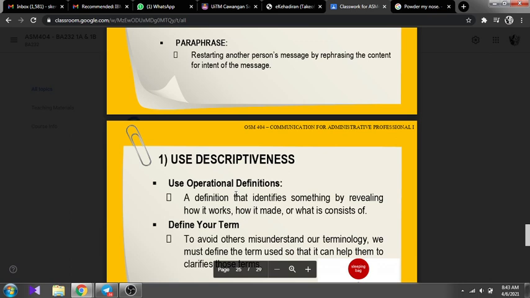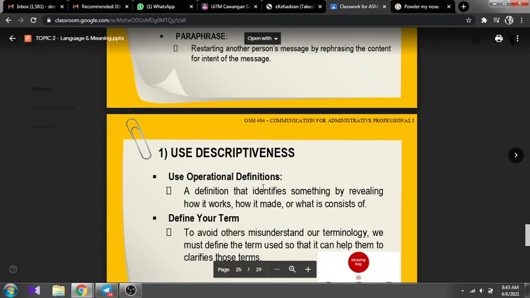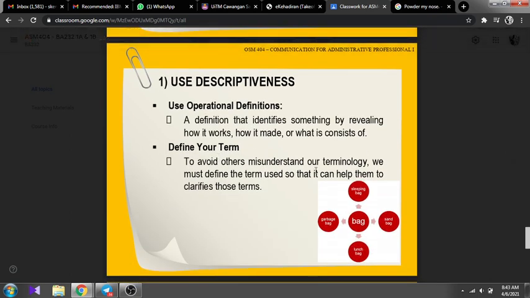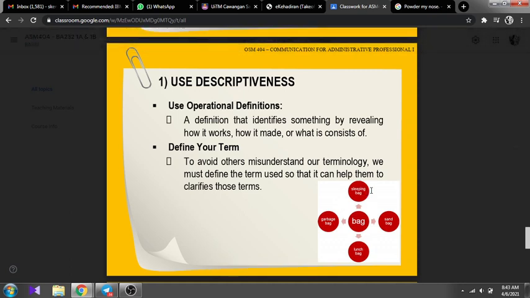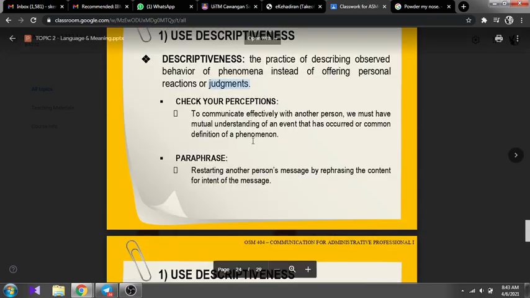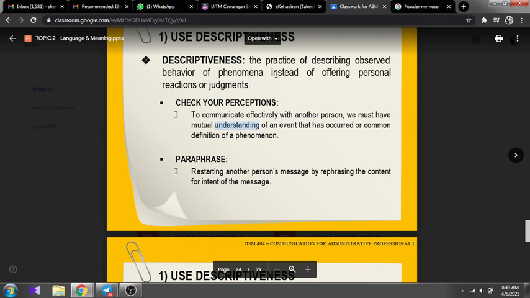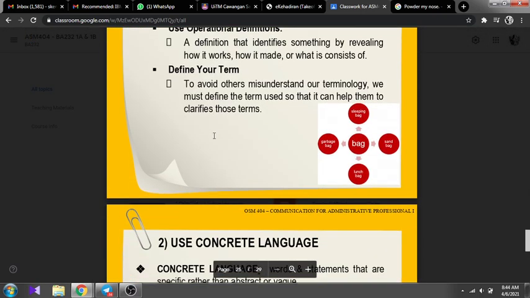Use operational definition, which identifies something by revealing how it works, how it is measured, and what it consists of. Define your terms to avoid others misunderstanding our terminology. We must define the terms used so that it helps them clarify those terms. Bag is too general. Why not be specific: is it a garbage bag, lunch bag, or sand bag? And earlier, more on being descriptive about the things you want to talk about, rather than the reaction or judgment of the other people.